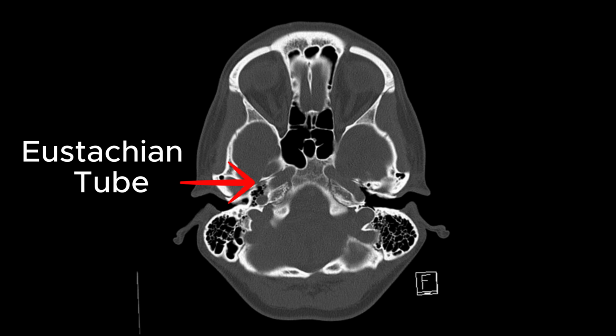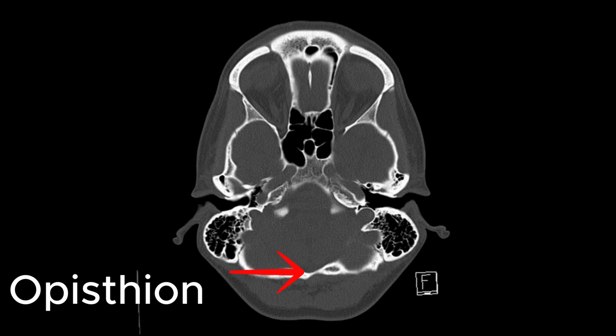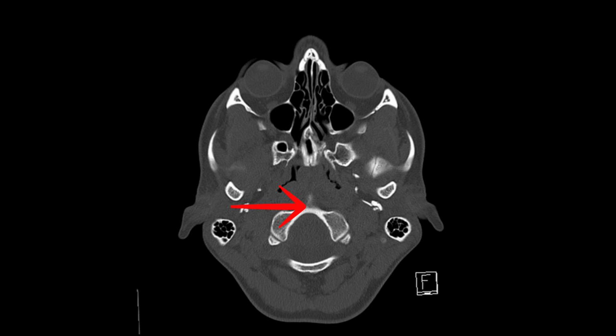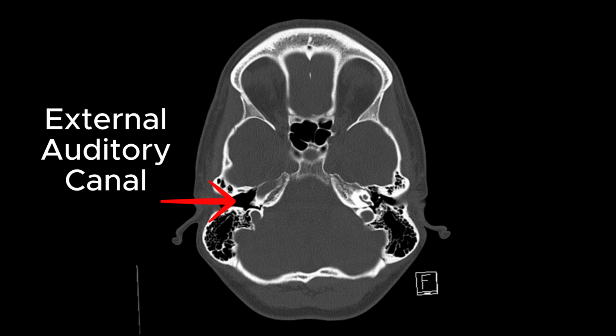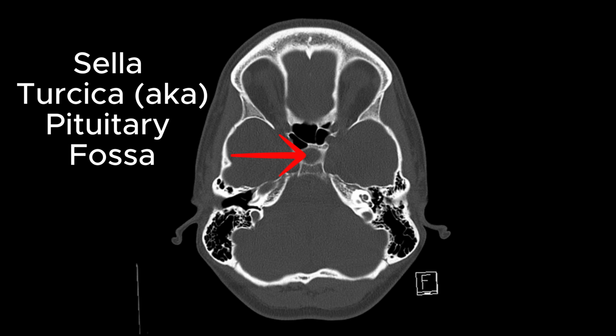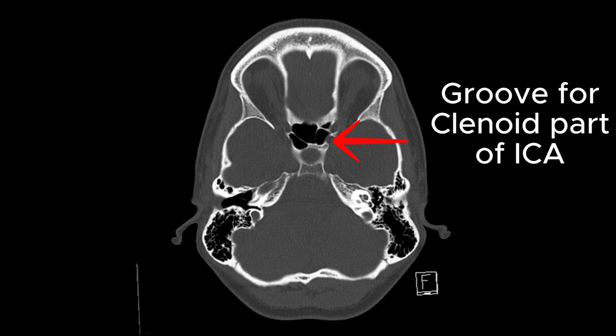This here is the eustachian tube. This is the opisthion and it is the posterior margin of foramen magnum. So what was the anterior margin called? If you said basion, you are absolutely right. This black part here is the external auditory canal and this depression here is the sella turcica, also known as the pituitary fossa. And just superomedial to it lies the groove for the clinoid segment of internal carotid artery.